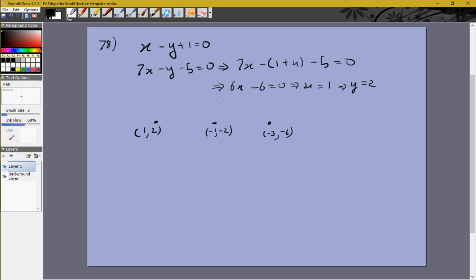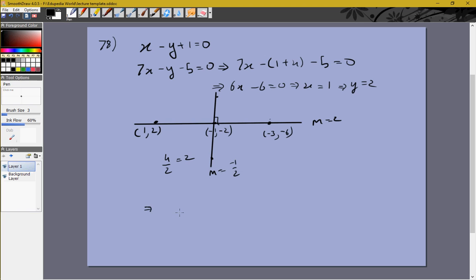So obviously we need to find the other two vertices, and we can find them easily. They will lie on a line passing through (-1, -2) and perpendicular to this line. What is the slope of this line? 2 minus of -2 is 4, 1 minus of -1 is 2, so 4 by 2, which is 2. So the slope of this line is 2, which means the slope of the perpendicular line is -1 by 2.